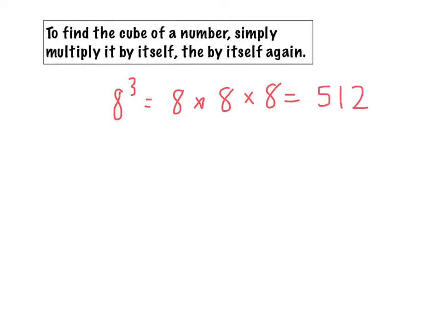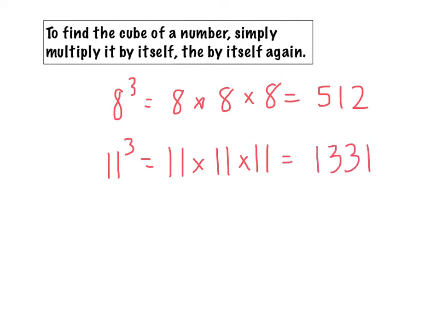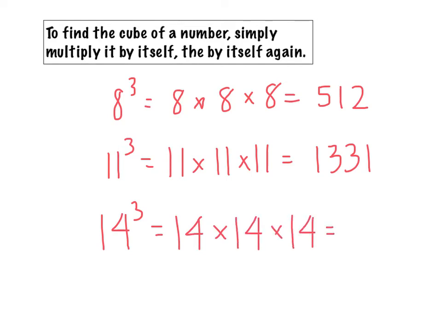If you wanted the cube of 11, you would do 11 times 11 times 11, and you would get 1,331. Okay, as a last example, if you wanted the cube of the number 14, you would do 14 times 14 times 14. And your answer there is 2,744.